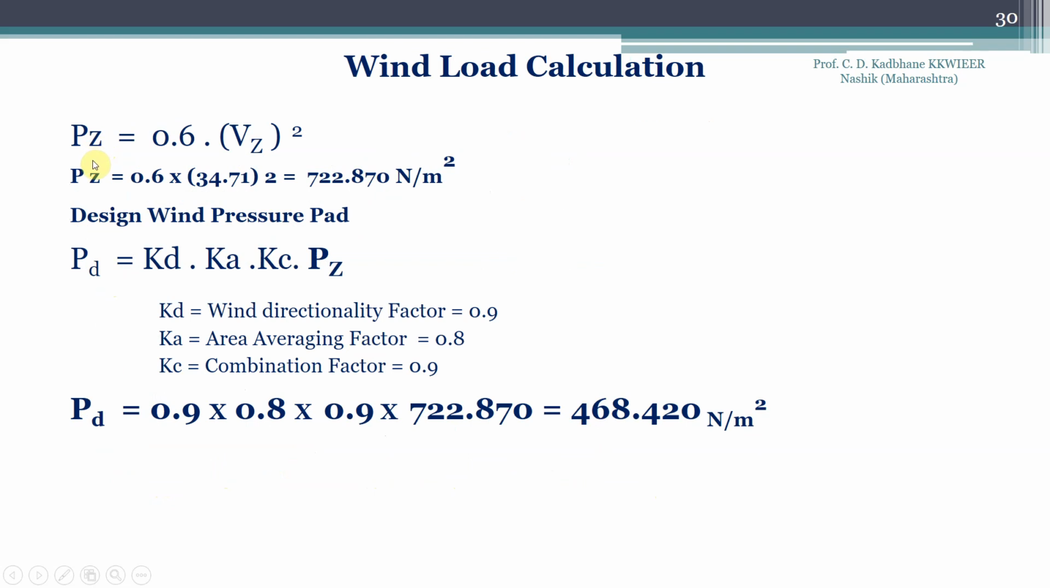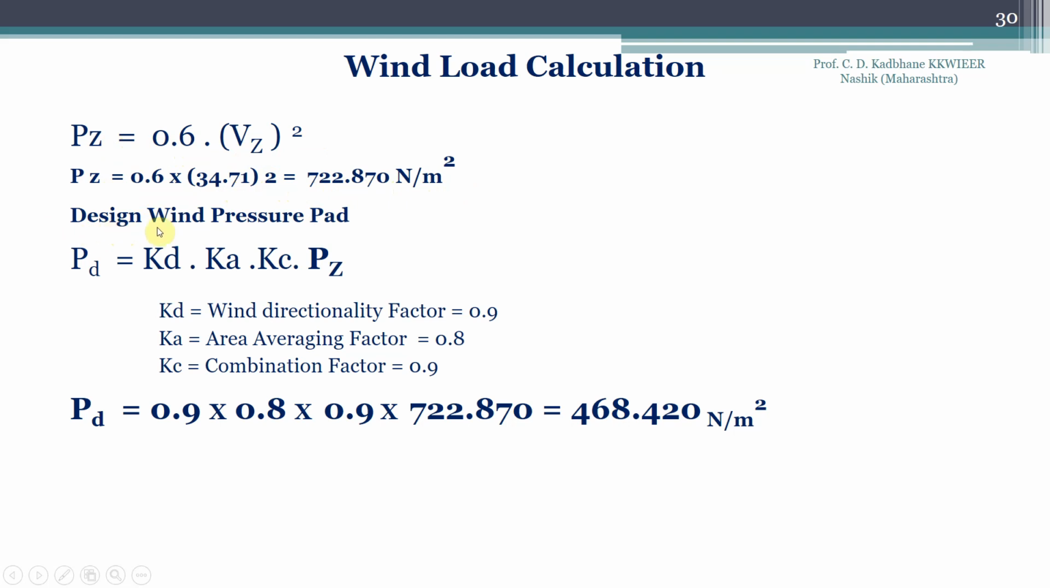Now let us find out Pz. So Pz is equal to 0.6 into Vz square. In our example, Pz is equal to 0.6 into 34.71 bracket square. That comes out to be 722.87 Newton per meter square.